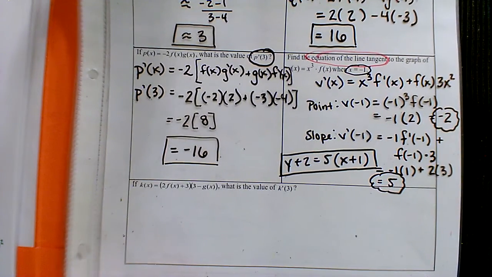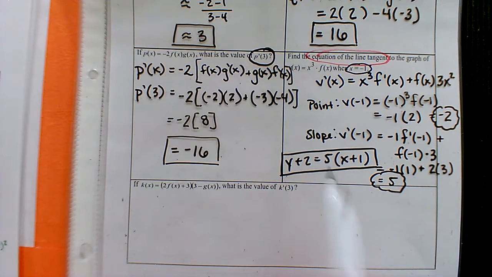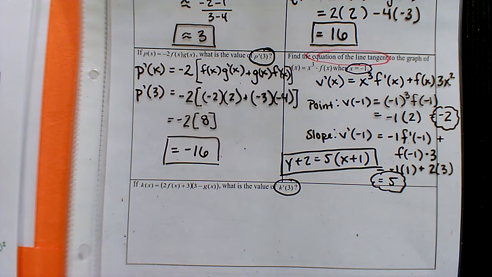If k of x is that equation, what is the value of the derivative of k at the x value of 3? Okay, so notice how the k equation is comprised of one piece multiplied by another. Maybe we can go through that product rule to figure out the derivative. You could also expand this if you wanted to. Do we have a preference on which way we tackle it?